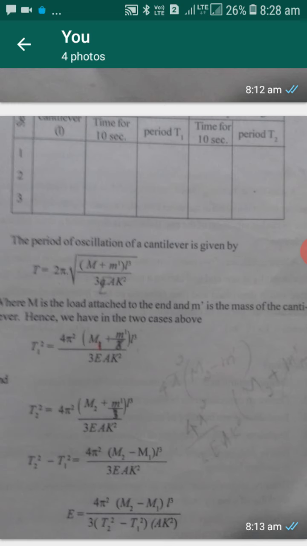Then from this we can find the Young's modulus. E is equal to 4 pi square into (m2 minus m1) into L cube divided by 3 into (T2 square minus T1 square) into AK square. This gives the Young's modulus. Therefore, knowing the time periods T1, T2 and the value of AK square, we can calculate the Young's modulus of the material of the bar.